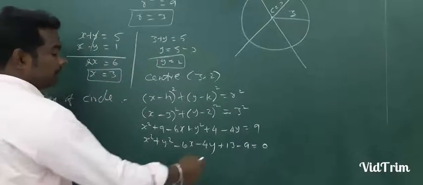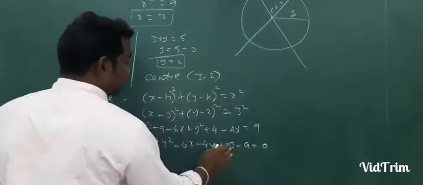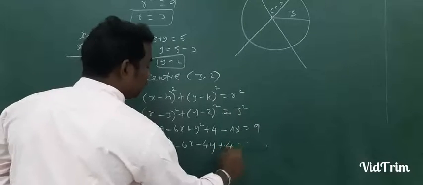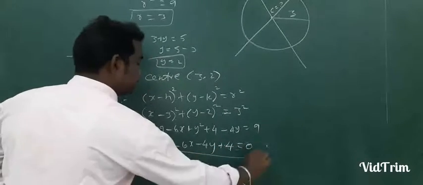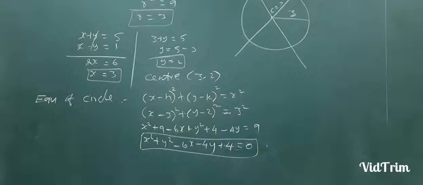Then the remainder value is 13 - 9, so it will give 4 = 0. That's all the answer.